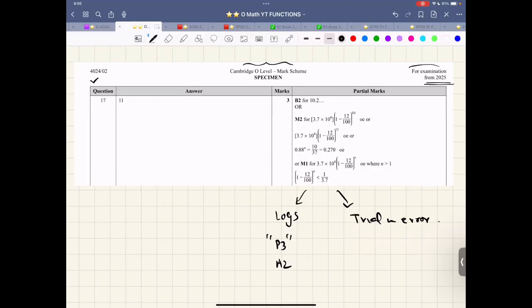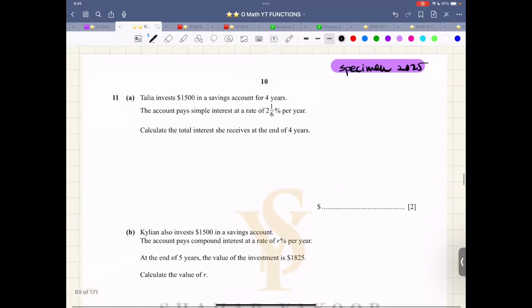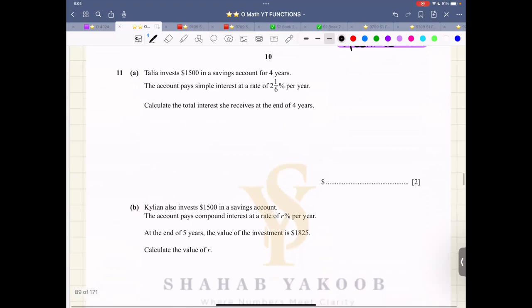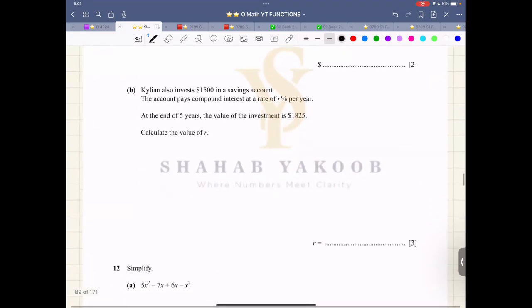It's a specimen paper. So now let's look at another question, and it's about simple interest and compound interest. Again, pause the recording, try it out first. And once you have tried it out, then play the recording to look at the solution.